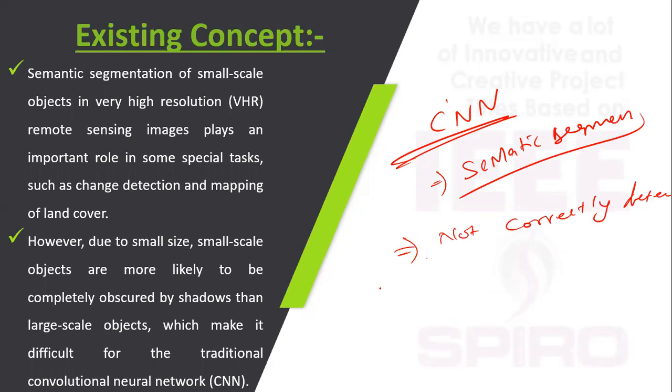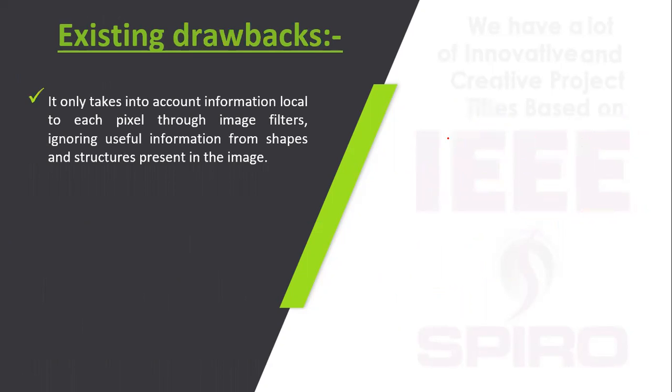So first of all, what is semantic segmentation? Semantic segmentation is a model to segment real images, like pedestrian images. Likewise, in semantic segmentation, with the help of CNN, it will be differentiated. So in the existing system, it's not segmented correctly.